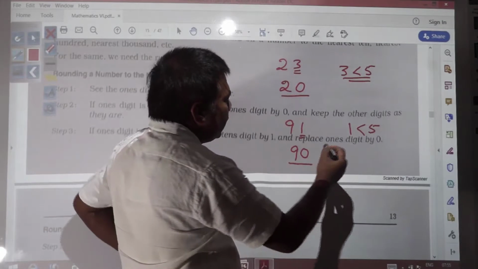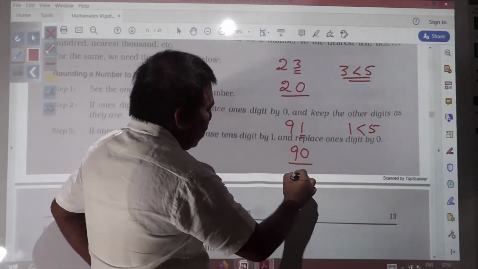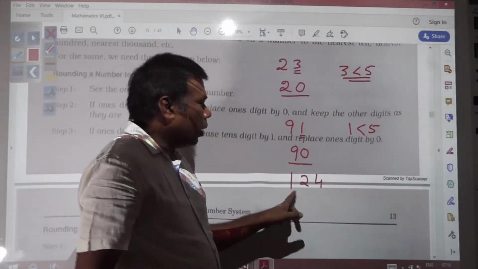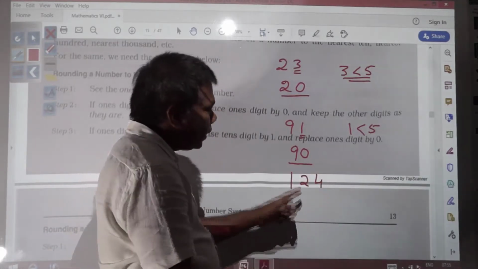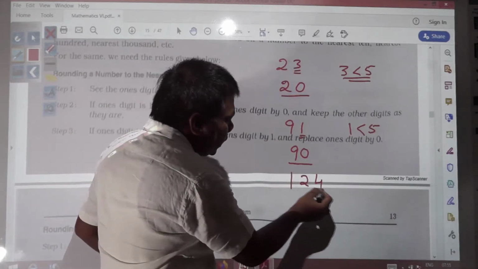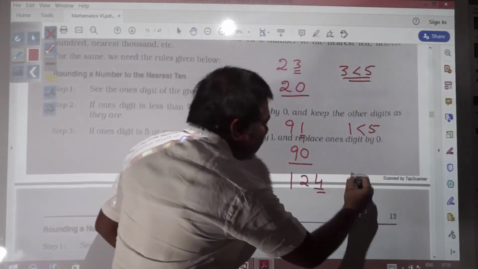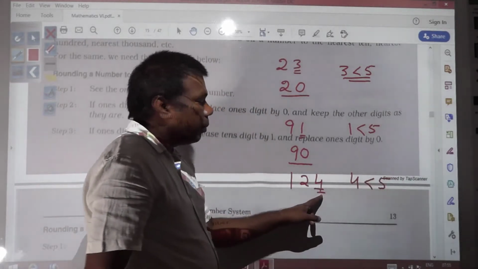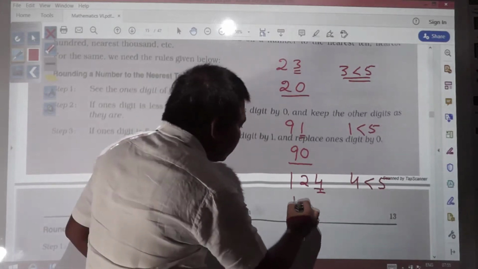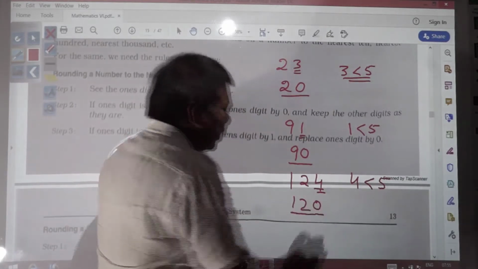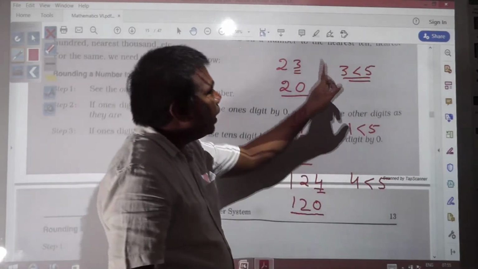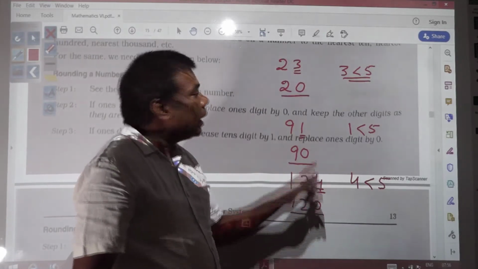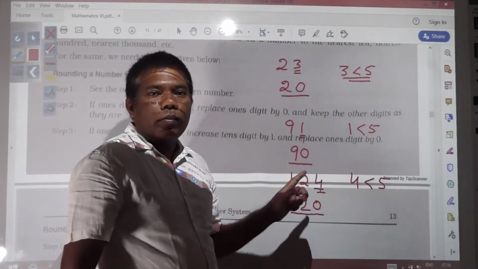Take some other number. Suppose you have 124. Now again the same thing is required to be done. You need to see the ones digit. If the ones digit is lesser than 5, it is required to be replaced by 0 and this will become 120. So I hope you understood. If you have a ones digit lesser than 5, simply it is required to be replaced by 0.